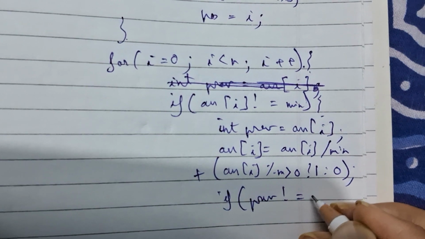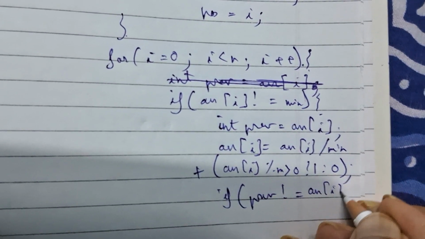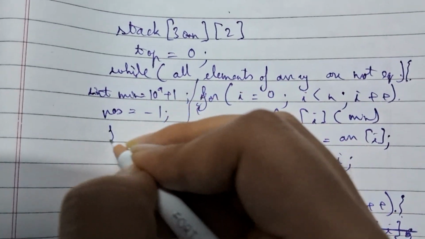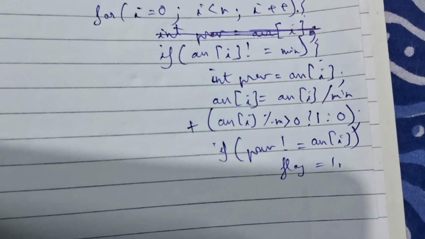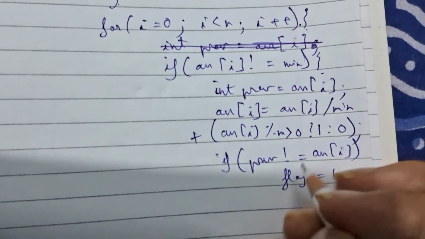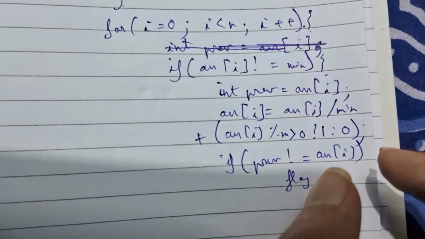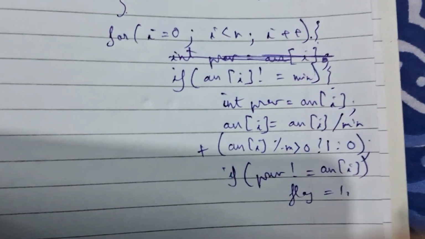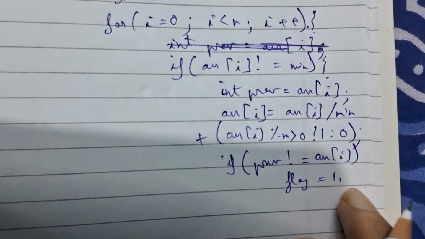And if previous not equal to ARR of I, flag is equal to 1. Flag you have to initialize as 0 initially. If previous is not equal to ARR of I, that means after performing the operation on ARR of I, the value of ARR of I has changed. So if it has changed, we can write that flag is equal to 1.